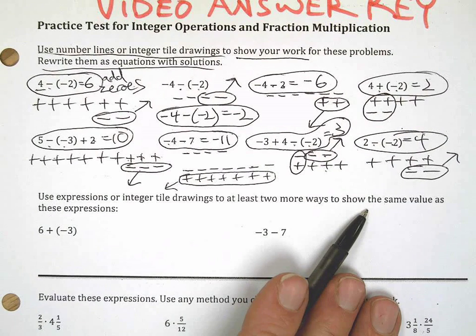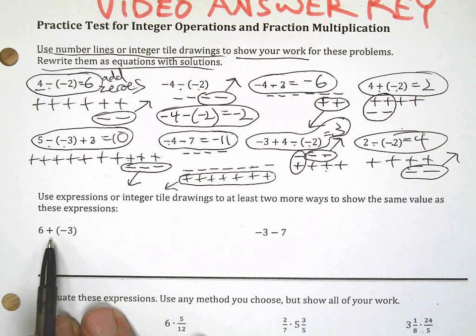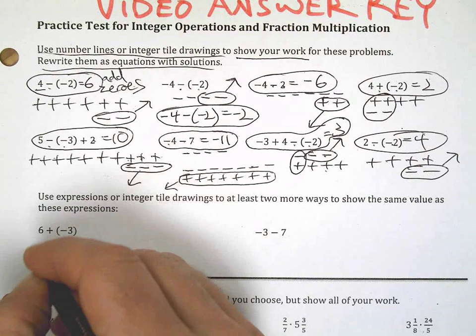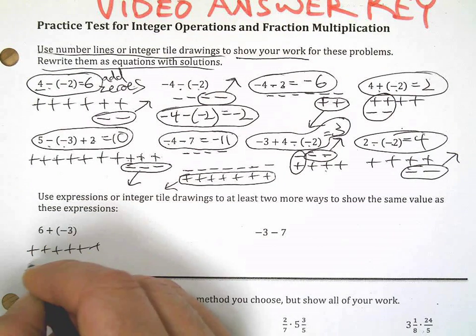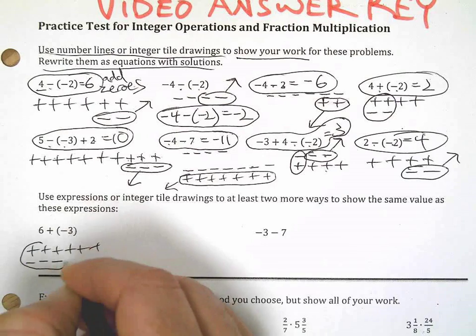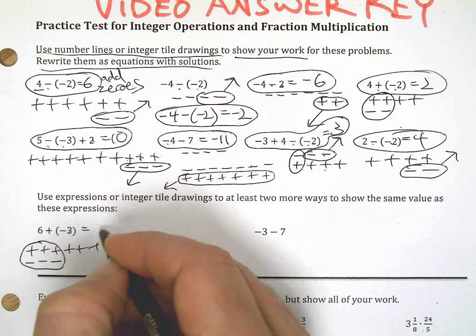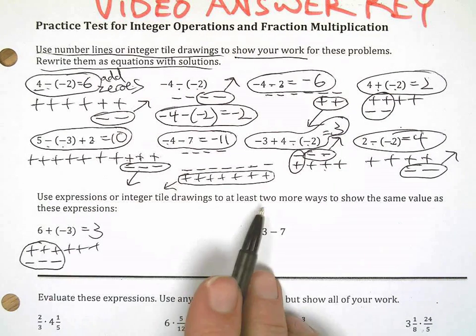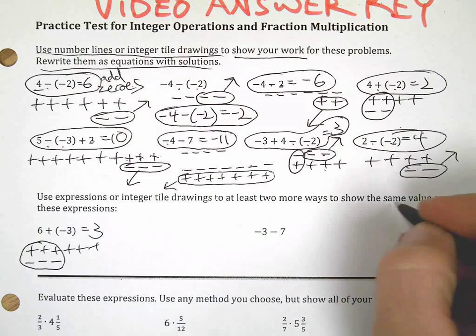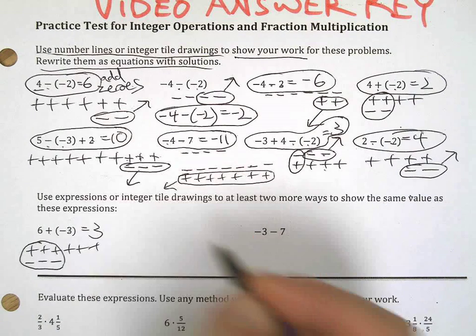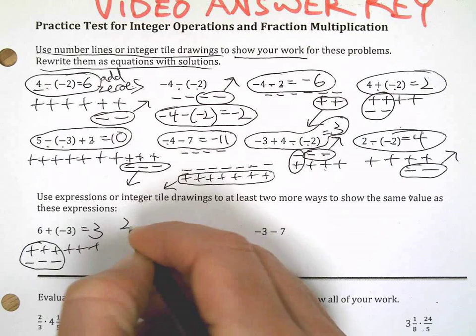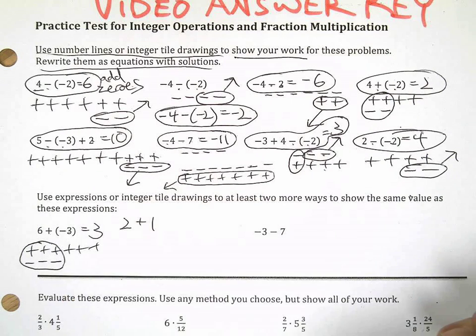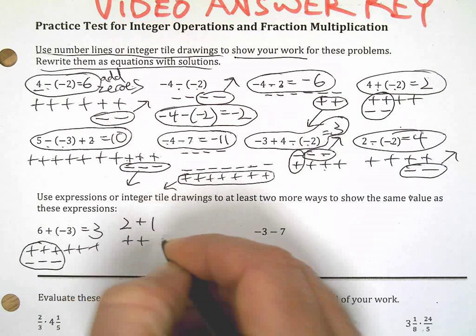Find 2 more ways to show the same value as these expressions. Well, if I have 6, and I add -3 to it, that makes a big neutral field, and the answer is +3. So I need to find 2 more ways to show +3 here. Okay? Well, that's easy. I could do 2 + 1, which would look like this.